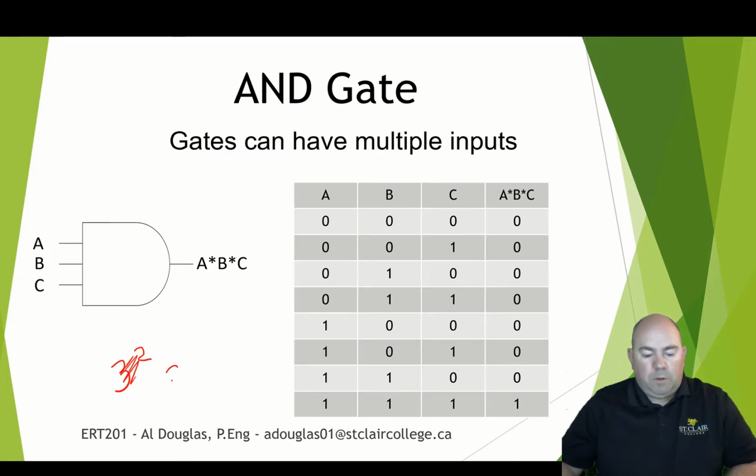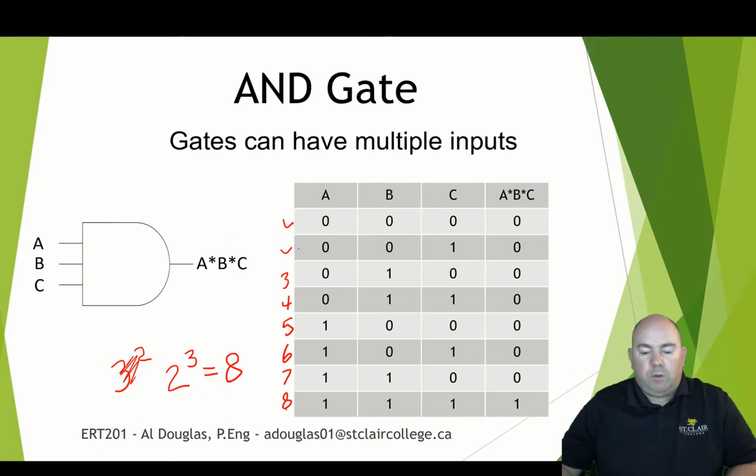So we have 2 to the power of 3 inputs. That equals 8. So we need to have 1, 2, 3, 4, 5, 6, 7, 8 lines in a truth table altogether. Or if I asked you how big of a binary number can you create with only 3 bits, that would be the value of 8.